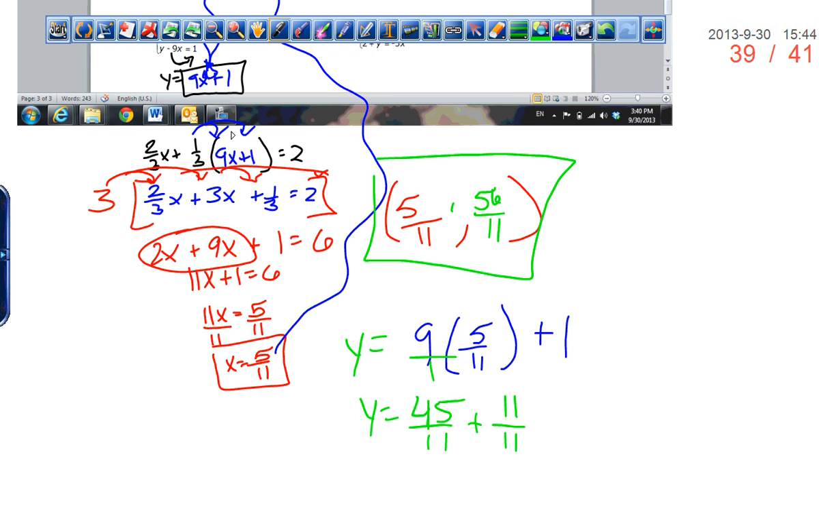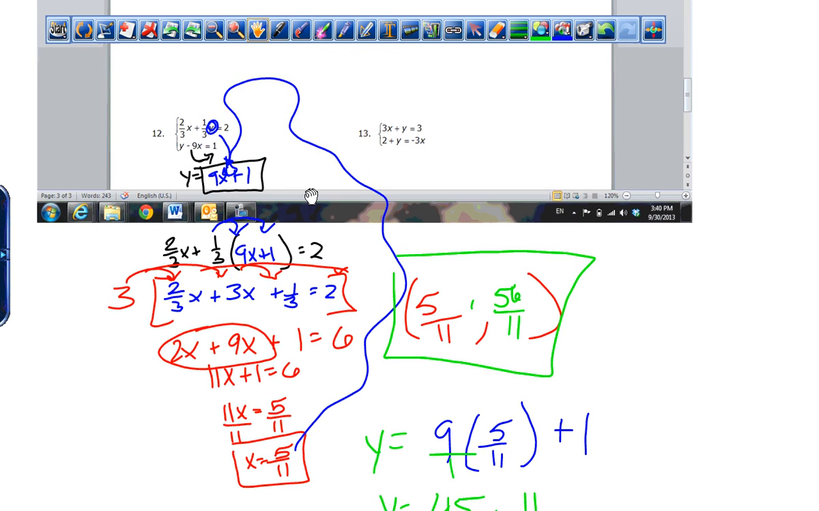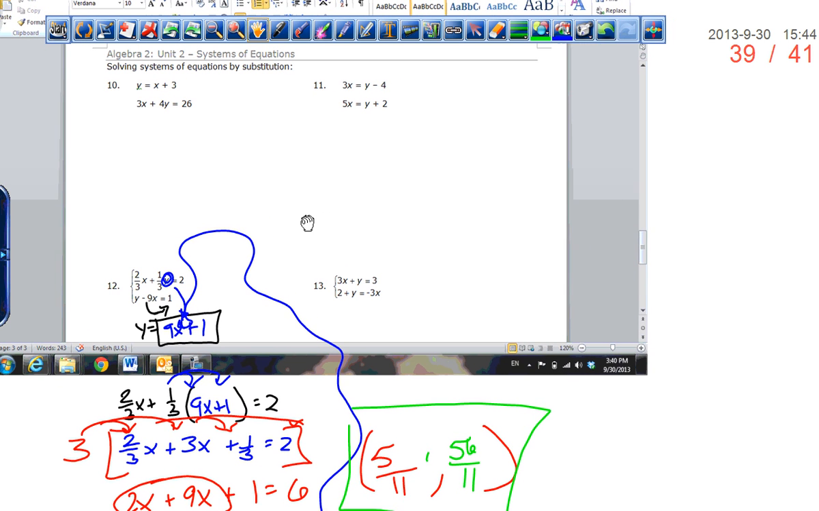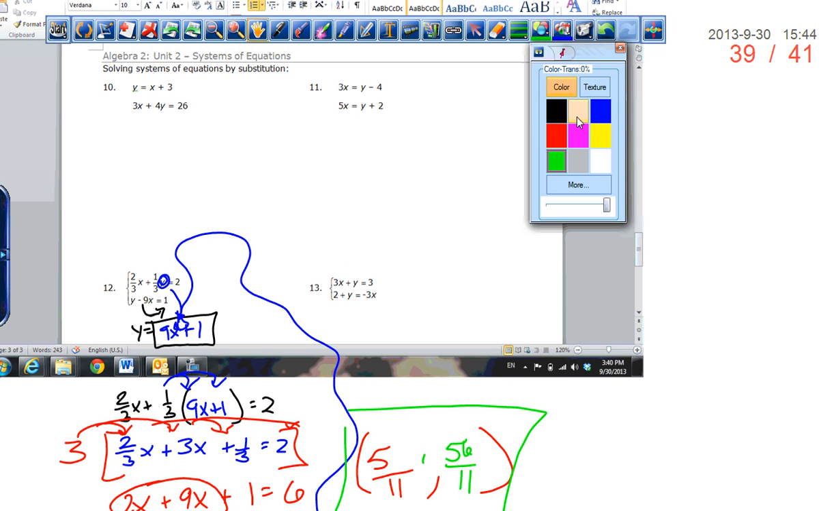Okay, so whenever we do this, are both of the denominators the same? More than likely, yeah. Not always, but more than likely. Let's do a little easier one.